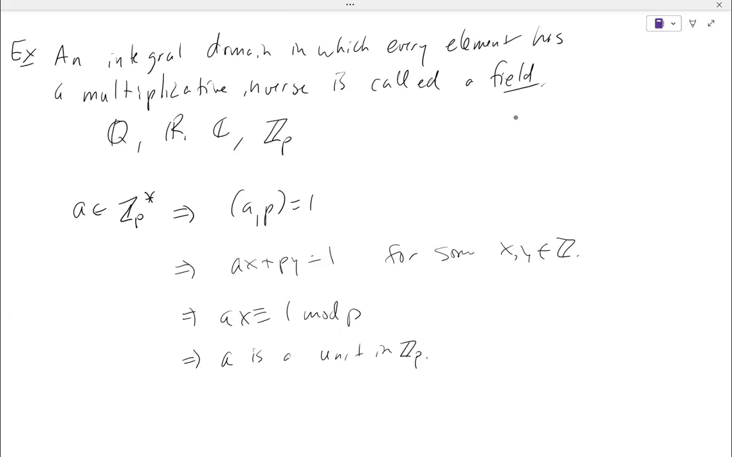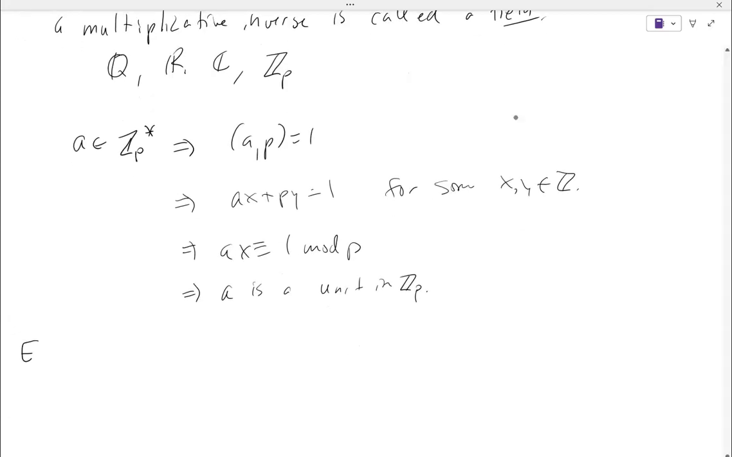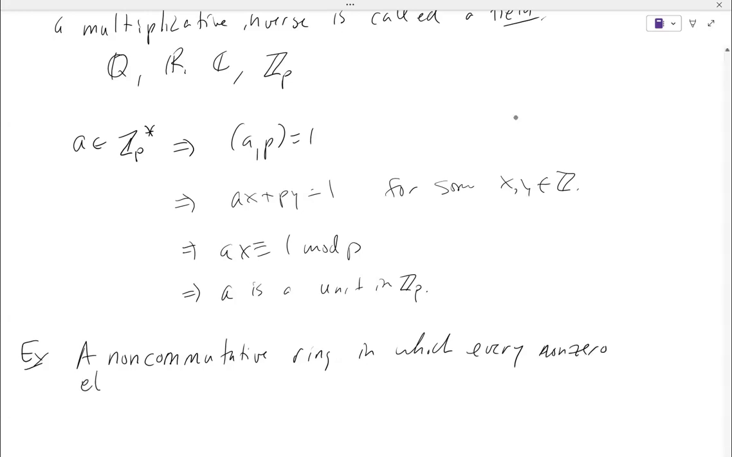All right. So like I said, I'm just trying to build up a catalog of things. There is one more definition. A non-commutative ring in which every non-zero element has a multiplicative inverse is called a division ring.